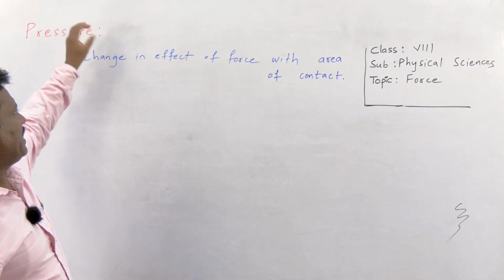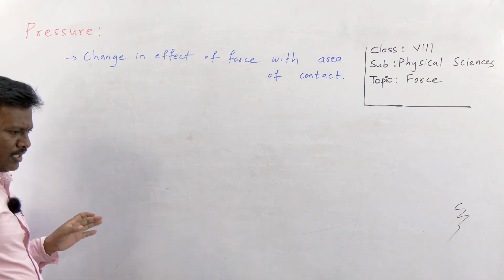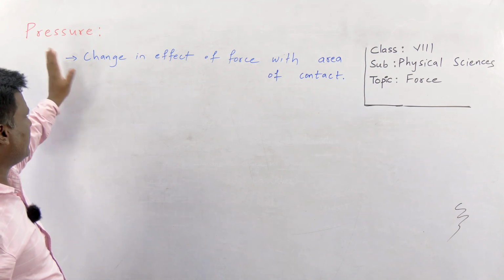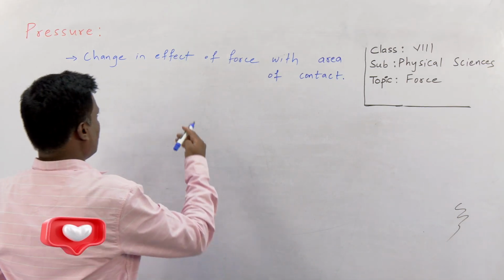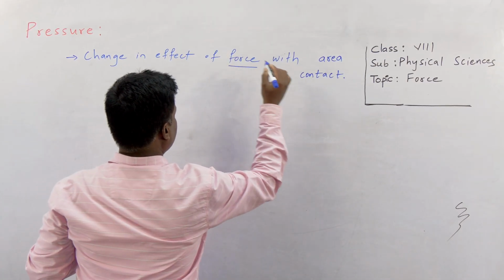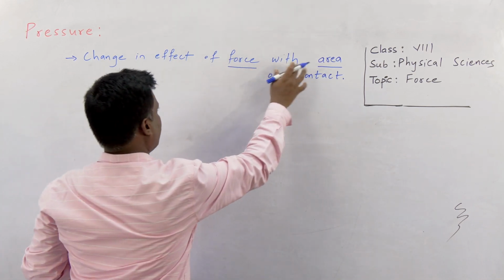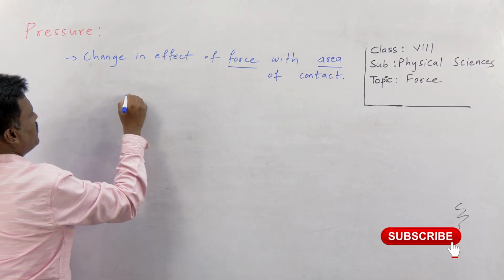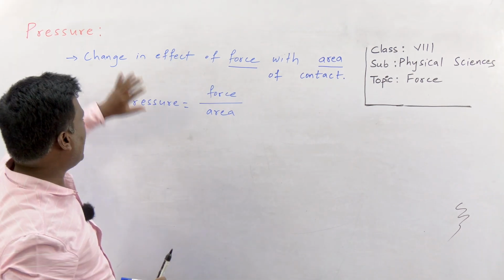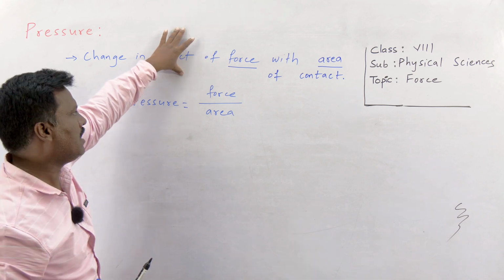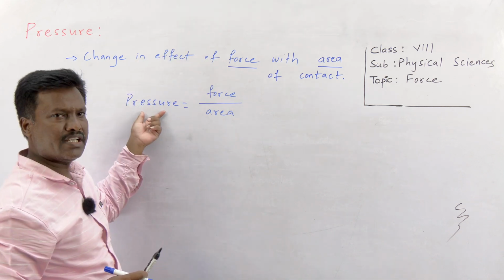Now the last topic of this chapter: pressure. So what is pressure? Generally, pressure is related to the change in the effect of force with the area of contact. Especially, it is the relation between force and area. When we relate force and area, we get pressure. How? Pressure is equal to force by area. When force increases with area unchanged, the pressure also increases.